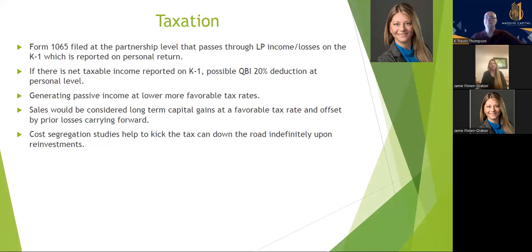So that's where you see, if you get a K1 and let's say we put in $100,000 and we have a K1 coming back that's showing a $60,000 loss, they likely did a cost segregation study that's showing a large amount of depreciation that's passing through to you.